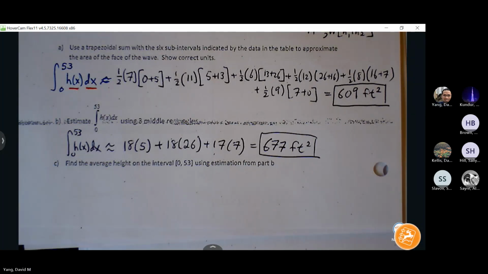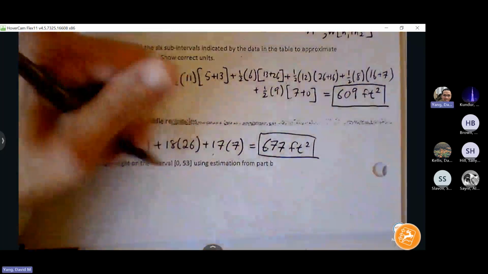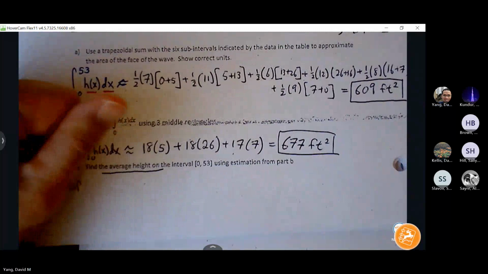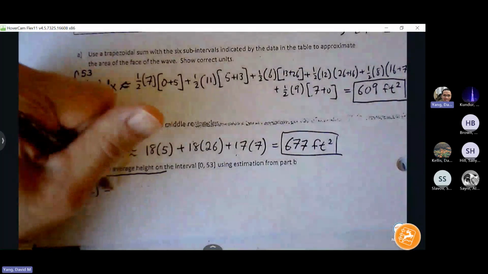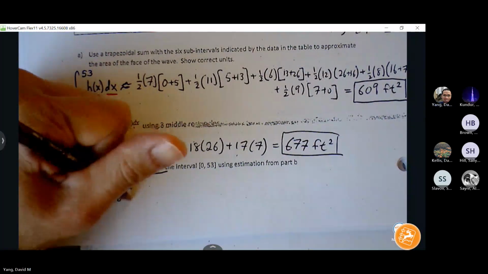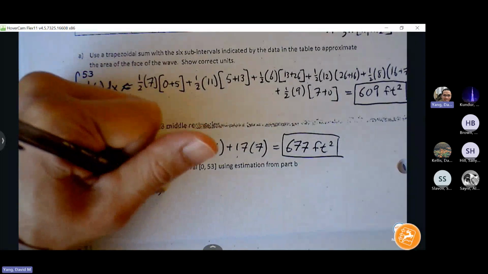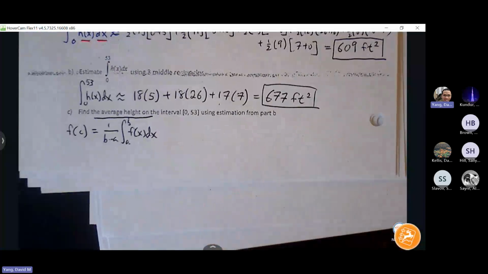Okay. All right. Find the average height on the interval. So average height, that's average value theorem. Let me write out average value theorem. Can I just put 1/53 times 677? I want to see the integral notation so that I know what you're pulling from, what you're using.